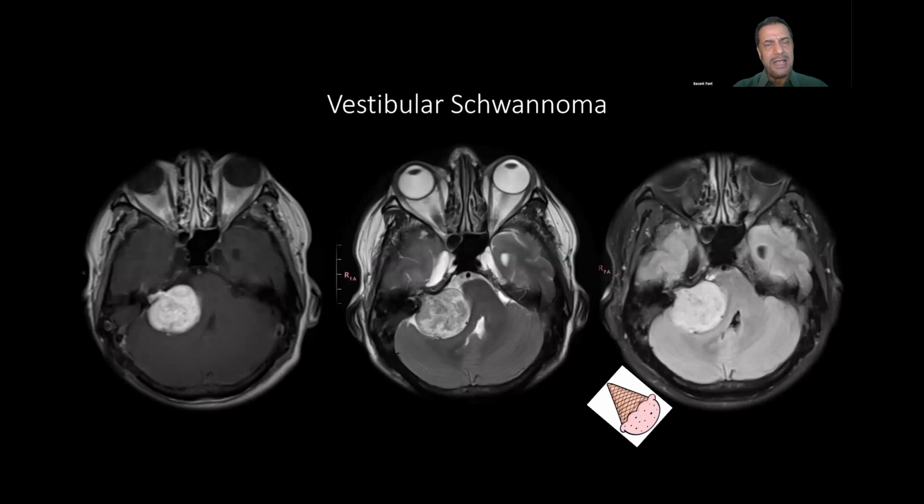Now, coming back to extraaxial tumor, this is a vestibular schwannoma post-contrast. This is another case where it's heterogeneous. This is T2, this is post-contrast T1, pretty heterogeneous, and it's not homogeneous as such. And then you can see that there is a tumor that is extending into the internal auditory meatus, looking like an ice cream cone. So this is the extension of the tumor into the internal auditory meatus.